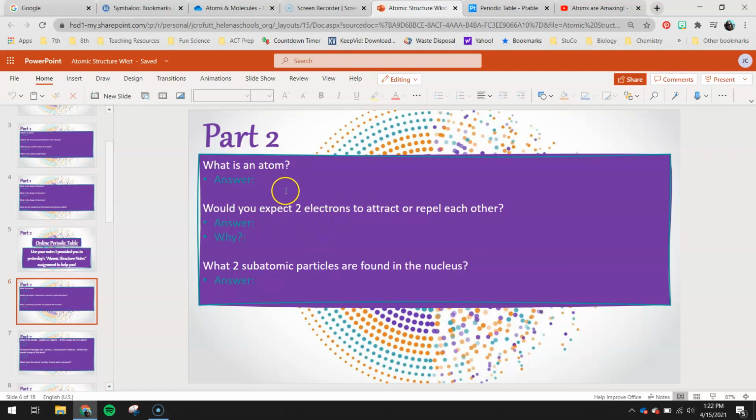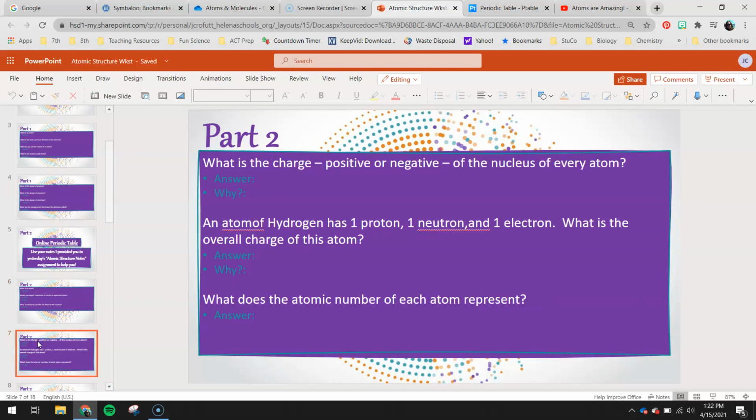You guys got to think about what the charge of an electron is. Think about what we've learned so far about static electricity, magnetism, those kinds of things, and these attractive or repulsive forces. Okay, what 2 subatomic particles are found in the nucleus? Again, that should be repeat or review for you. What is the charge, positive or negative, of the nucleus of every atom? So you need to stop and think about what you find in the nucleus, what their charges are, and what that would overall do to the charge of the nucleus.